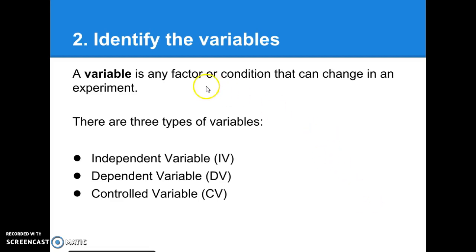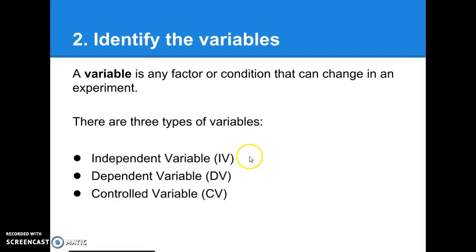Now, if we look at the variables, a variable is anything that changes or is a factor within the experiment. And there are 3 major kinds. You have your independent variable, which we usually annotate with an IV, your dependent variable, which we annotate with a DV, and your controlled variable, which we annotate with a CV. We use these abbreviations just so we don't have to write out those long words every single time.